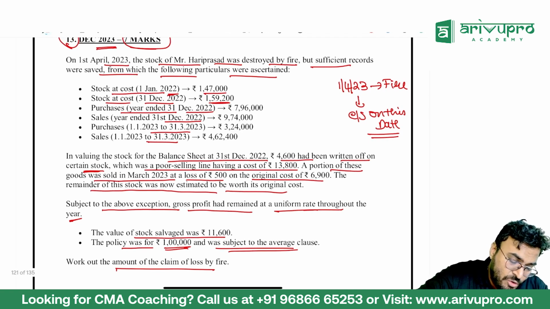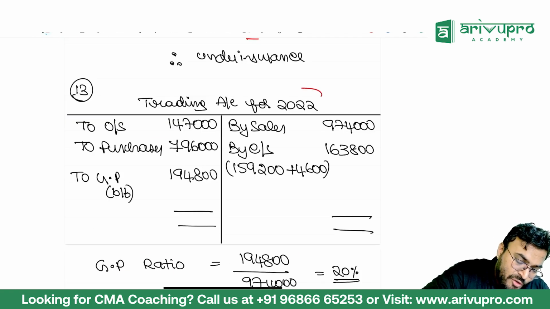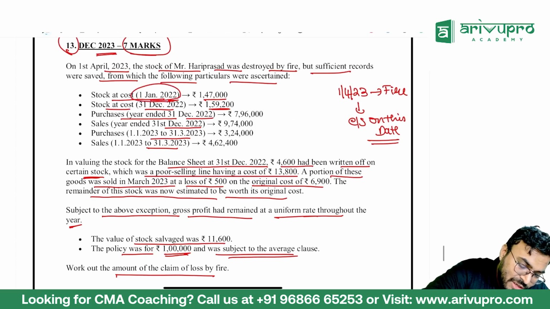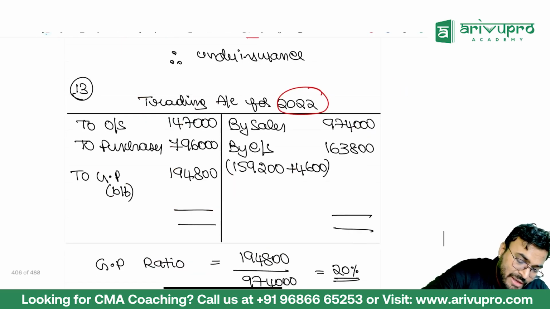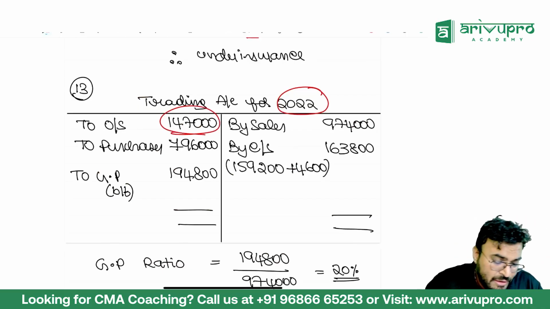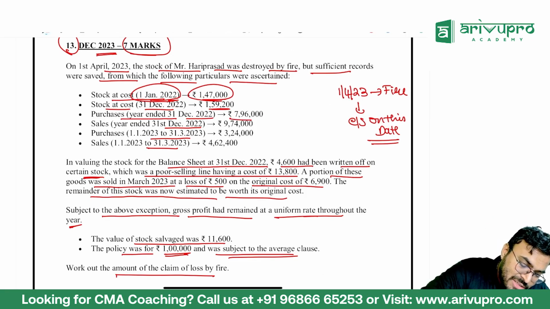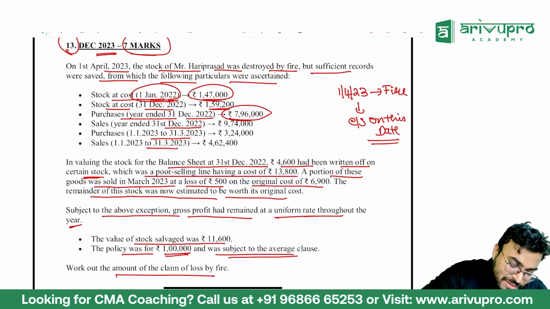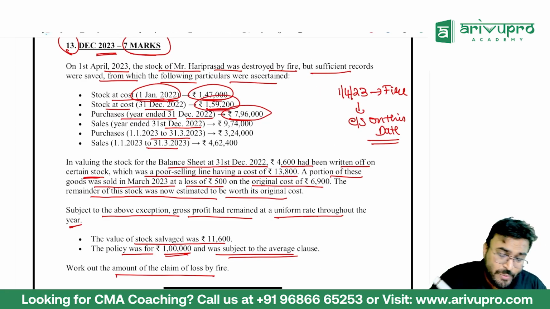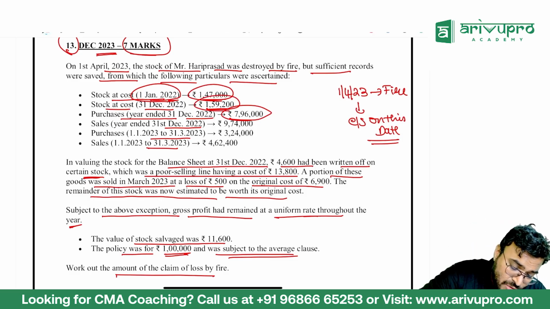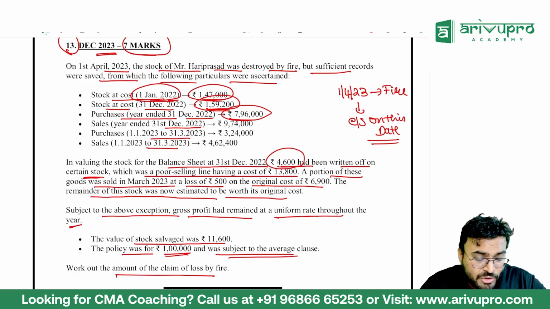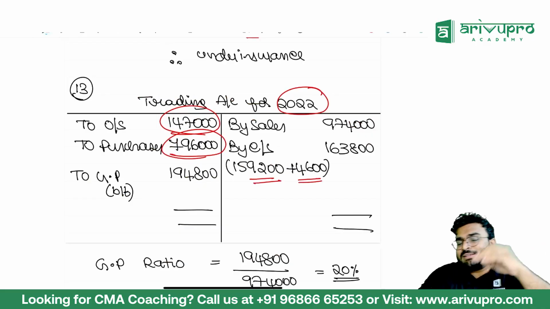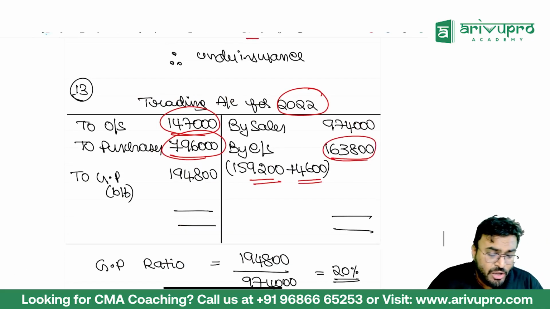First, we will prepare the trading account for 2022, last year's trading account. Opening stock is given, 1st January 2022, 1,47,000 directly. This was not reduced, take it directly. Then purchases for last year is given 7,96,000, take it directly. We don't have any direct expenses. Stock on 31st December 2022 is last year's closing stock, but it was reduced by 4,600. So what you will do, 1,59,200 plus 4,600. You are going to add it back and this is going to be your closing stock.